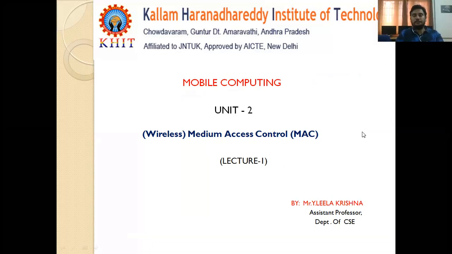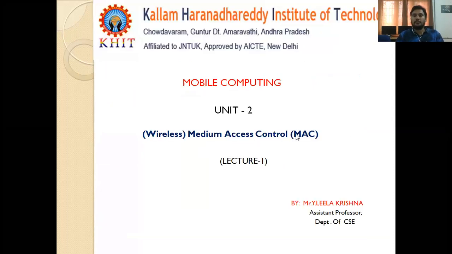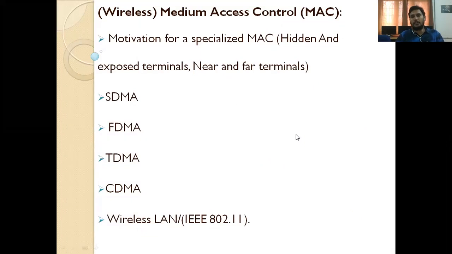This is lecture number 1. Here in lecture number 1, we covered the syllabus of unit number 2. Unit number 2 is medium access control, MAC. In this unit, we covered the introduction to MAC and the motivation for a specialized MAC, that is, the need for a specialized MAC. There we discussed hidden terminal problems, exposed terminal problems, and near and far terminal problems. And the different medium accesses we covered, that is SDMA, FDMA, TDMA, and CDMA, in part number 1.